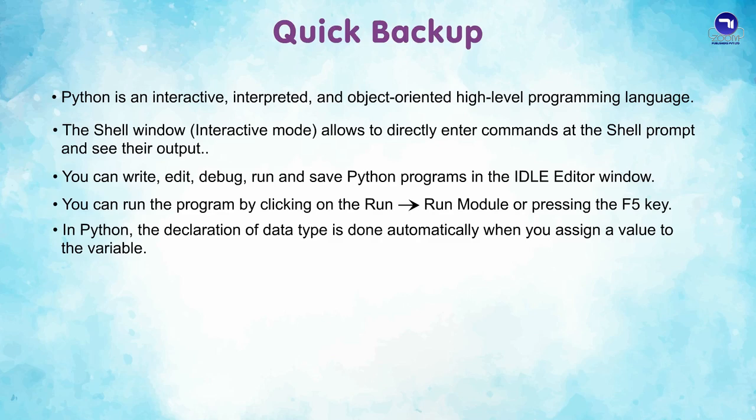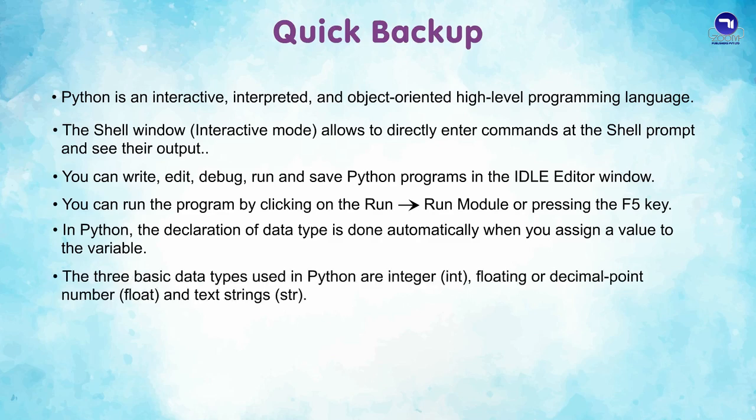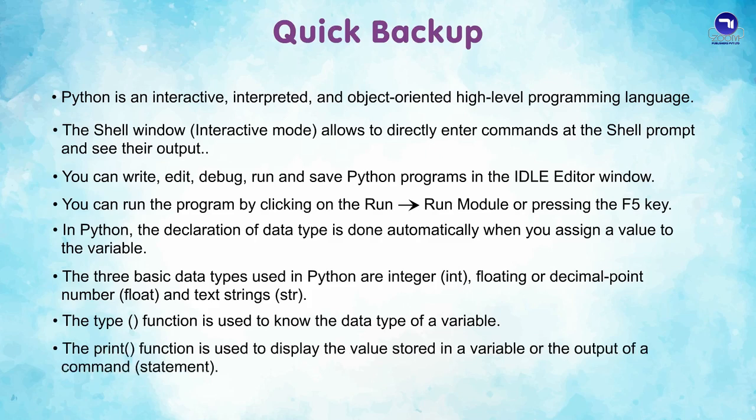In Python, the declaration of data type is done automatically when you assign a value to the variable. The three basic data types used in Python are integer, int; floating or decimal point number, float; and text strings, str. The type function is used to know the data type of a variable.